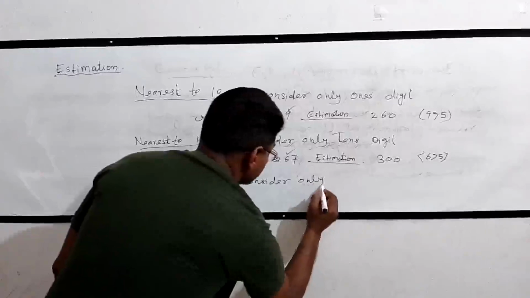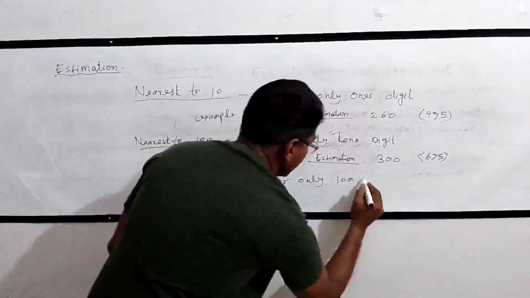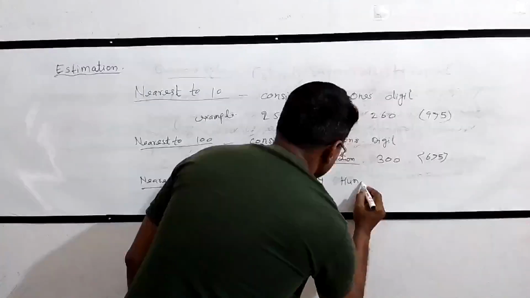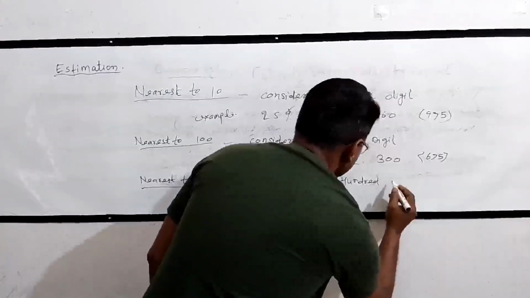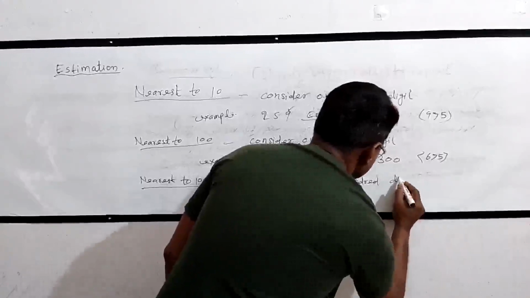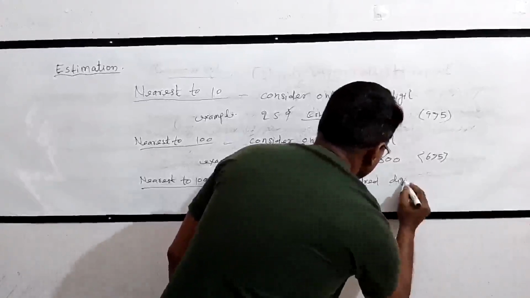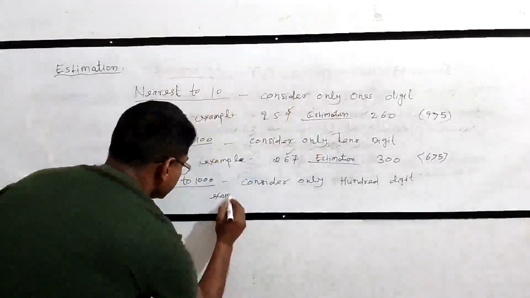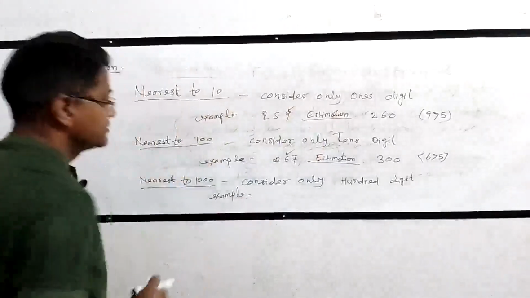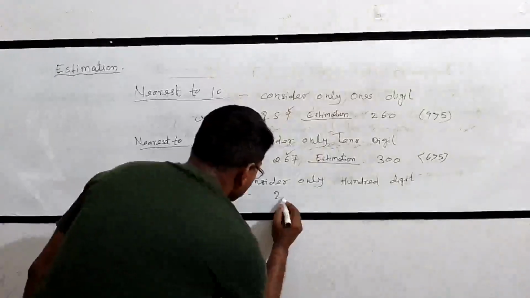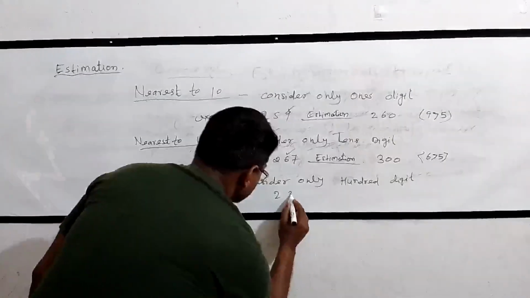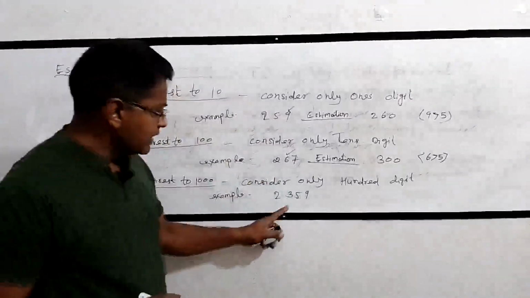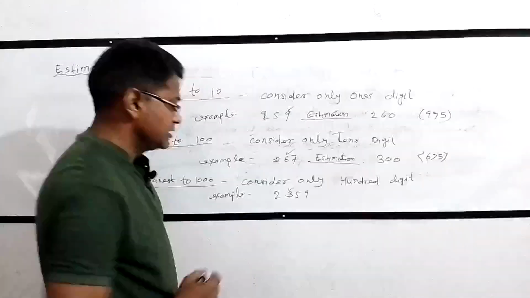Consider only the 100 digit. Example: 2359. Now in this case you will consider this digit.